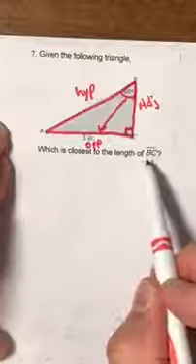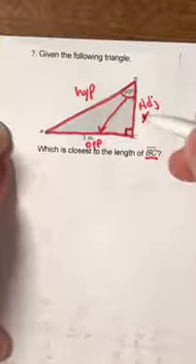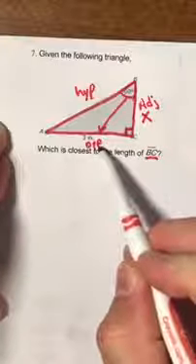Okay, what do we have to find? We have to find the length of BC. We're going to let that be x. Because there was nothing there, I can put a variable. Now, what two sides do I have to use? Well, I have to use adjacent, and I have to use the opposite.